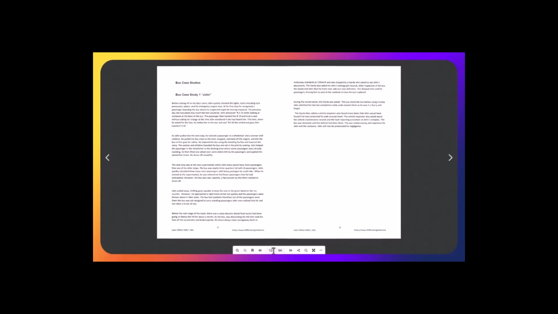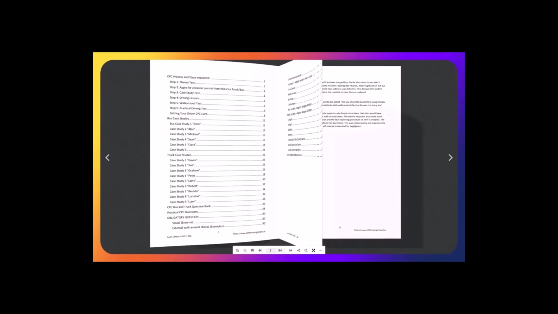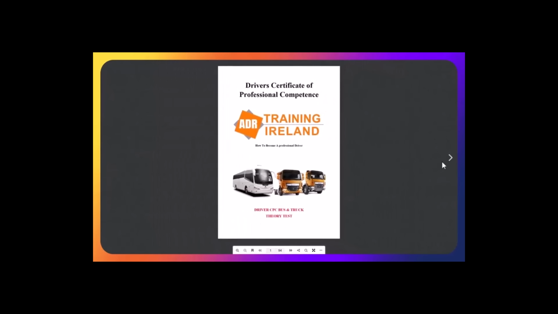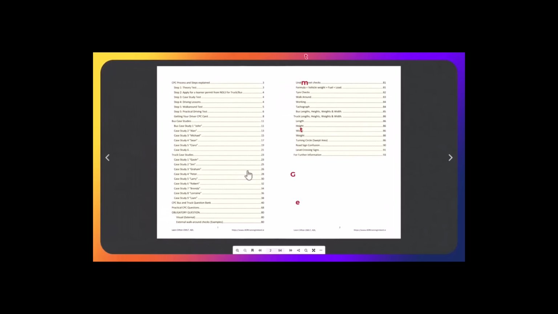So it has all the case studies. If I go down here and type in 1, you go back to the first page, page 1. So these are the controls, pretty handy. So it has all the case studies for the truck, all the case studies for the bus. The first ones are the bus, 6 for the bus, 9 for the truck. And then it has the question bank.